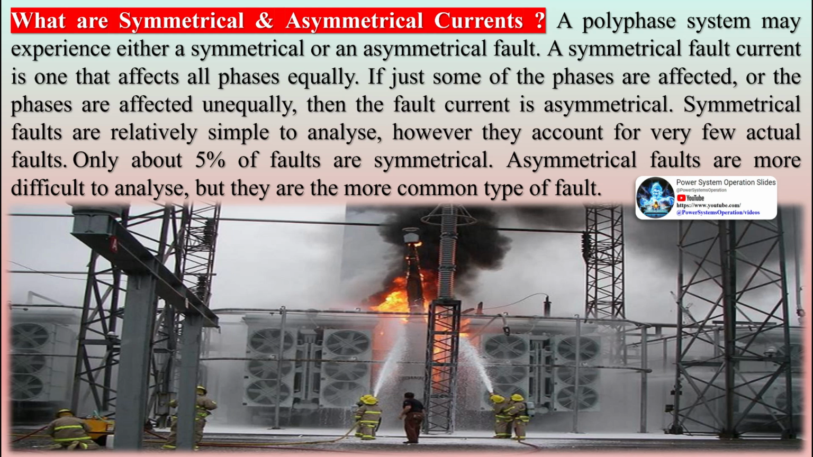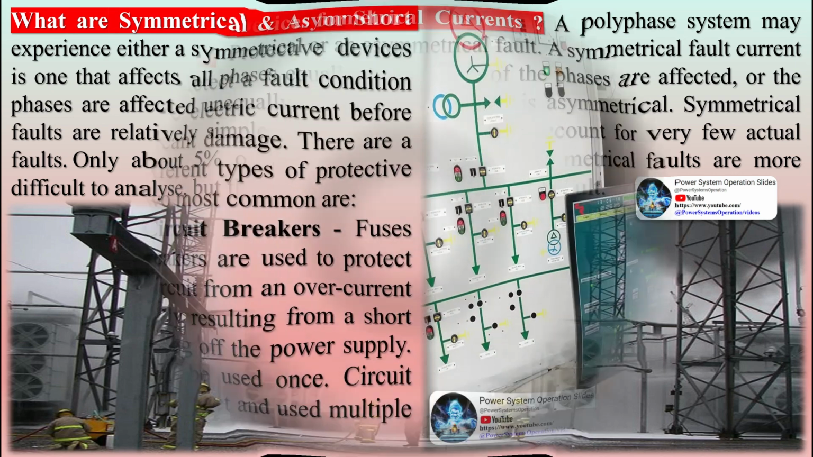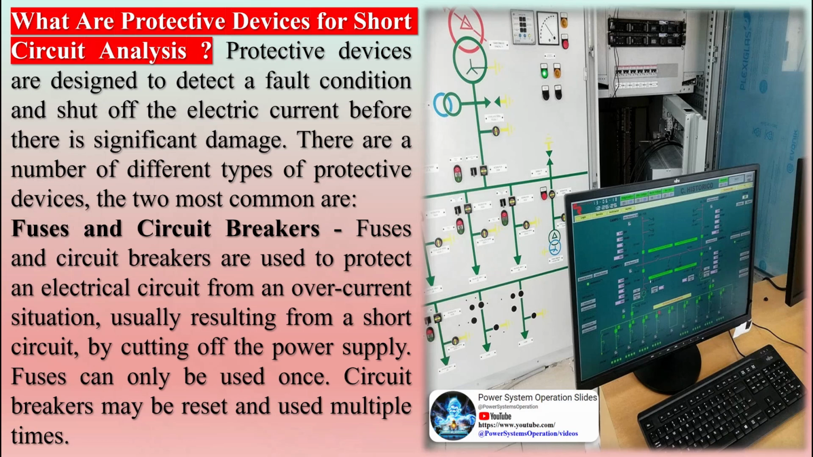What are protective devices for short-circuit analysis? Protective devices are designed to detect a fault condition and shut off the electric current before there is significant damage. There are a number of different types of protective devices. The two most common are fuses and circuit breakers. Fuses and circuit breakers are used to protect an electrical circuit from an overcurrent situation, usually resulting from a short circuit, by cutting off the power supply.